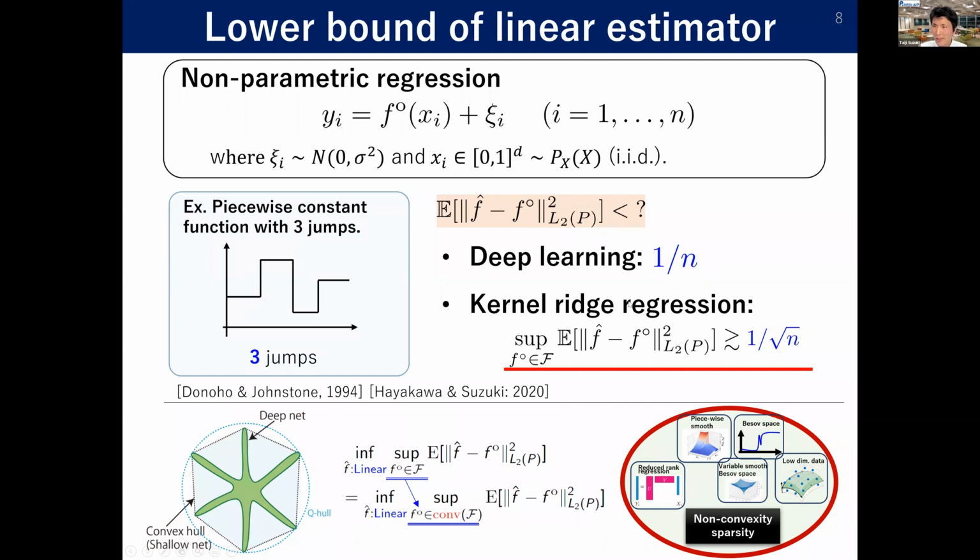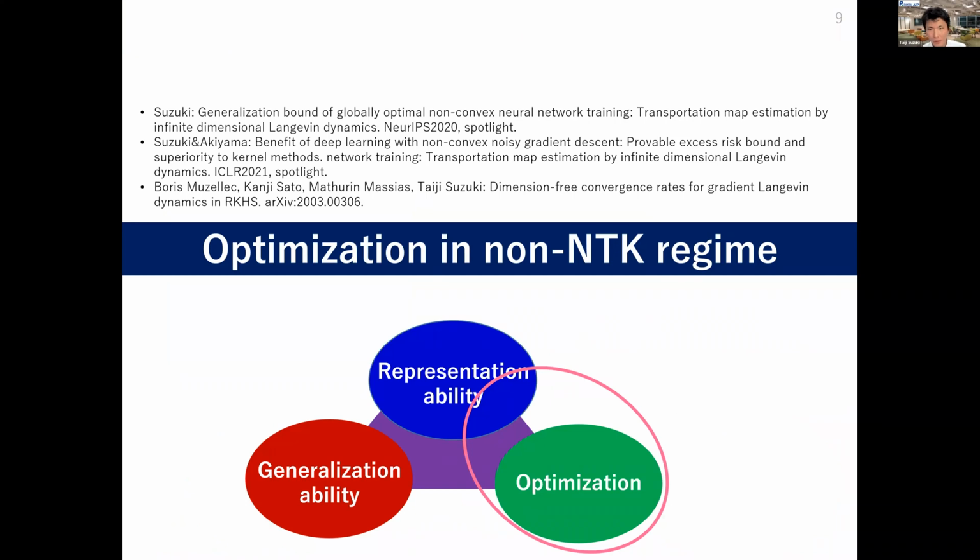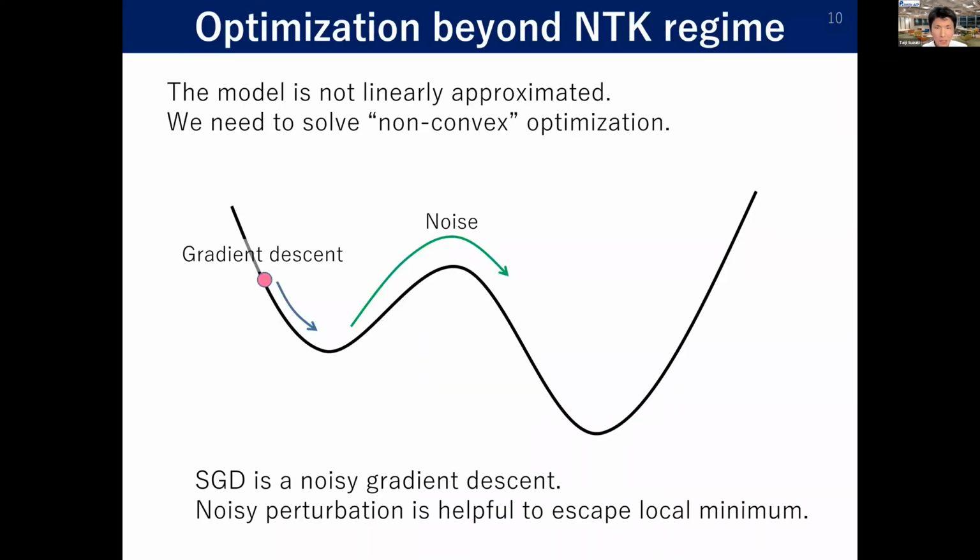To analyze such feature extraction ability of deep learning, we need to go beyond the neural tangent kernel. Of course, we can learn many things from the neural tangent kernel regime. But as for the feature extraction ability, we need to consider the non-NTK regime. The problem is that if we are out of the neural tangent kernel regime, the model is no longer linear, so the objective function is non-convex, and we need to deal with a non-convex objective function.